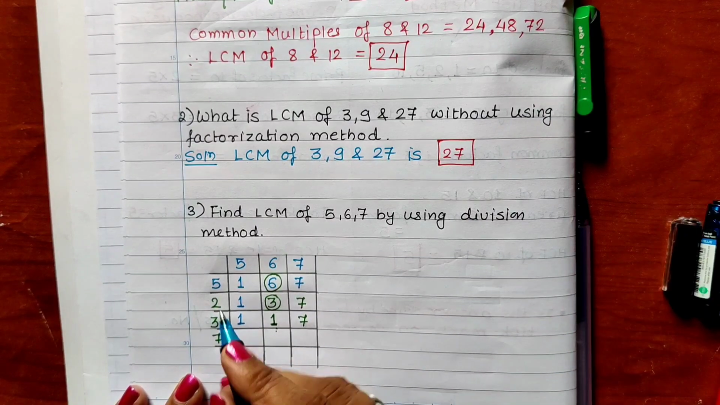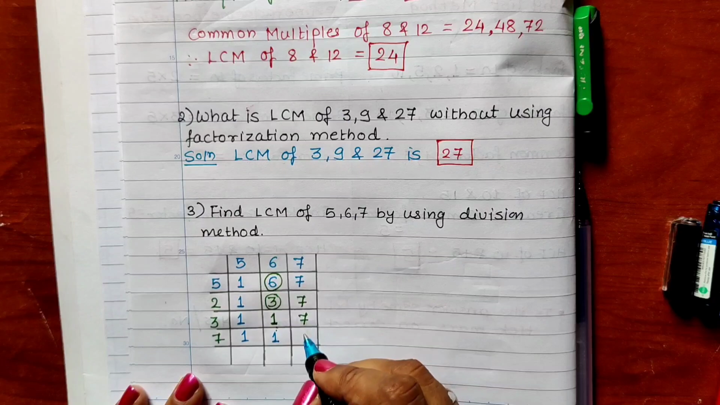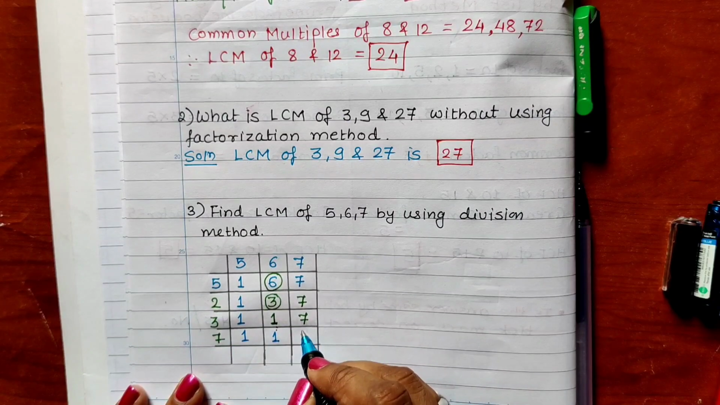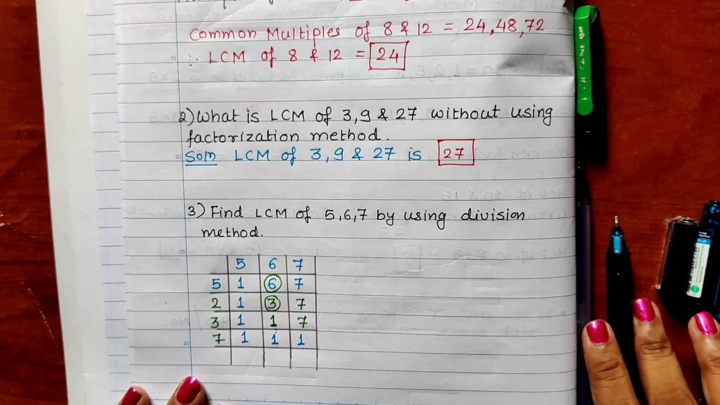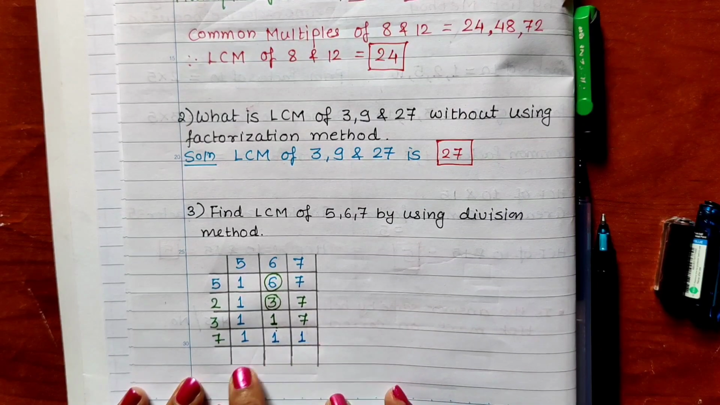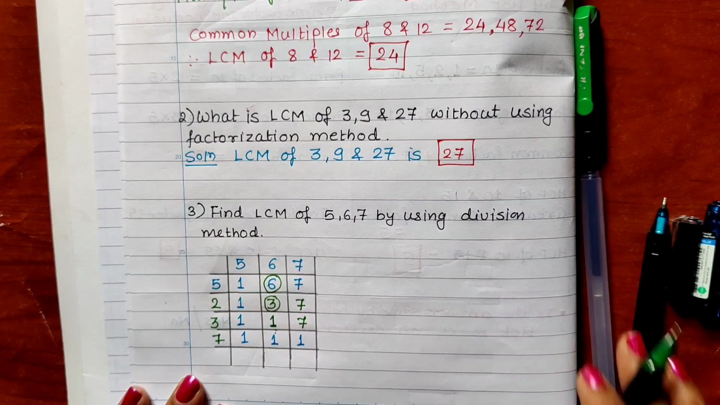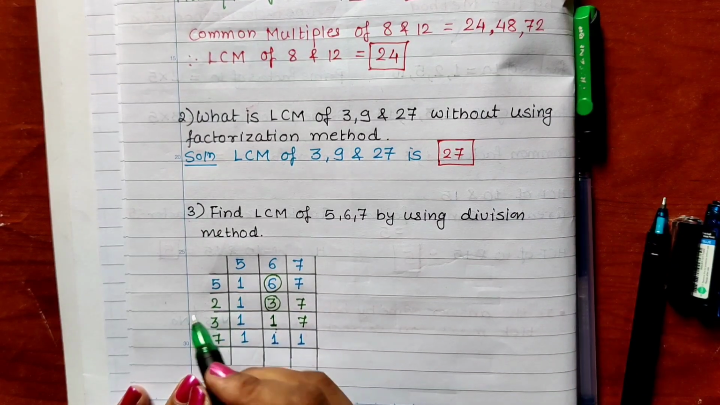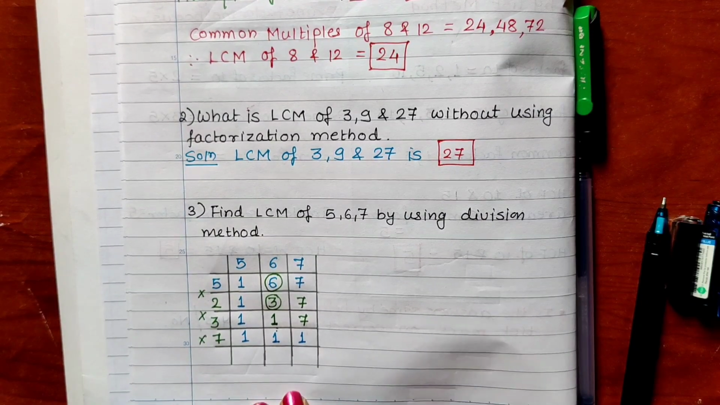We have to keep on writing 1 as it is. And 7 ones are 7. Again 1. So 1 1 1 we have got in the last step. We have to keep on solving till we get 1 1 1 in the last step. So factors are 5, 2, 3, 7. We have to multiply them. 5 into 2 into 3 into 7. And this way we can get the LCM.